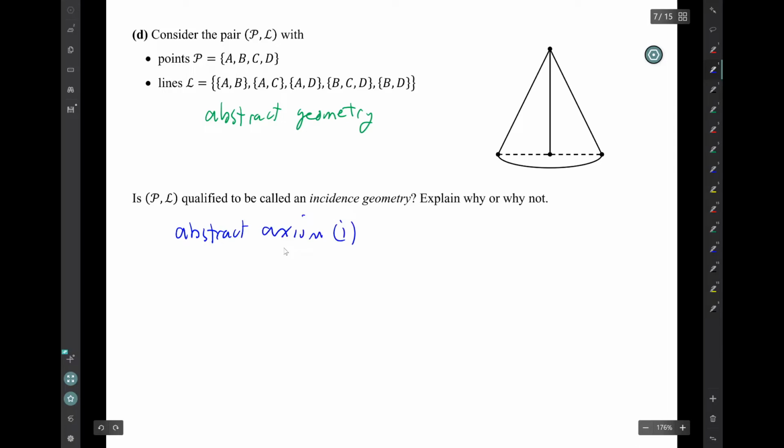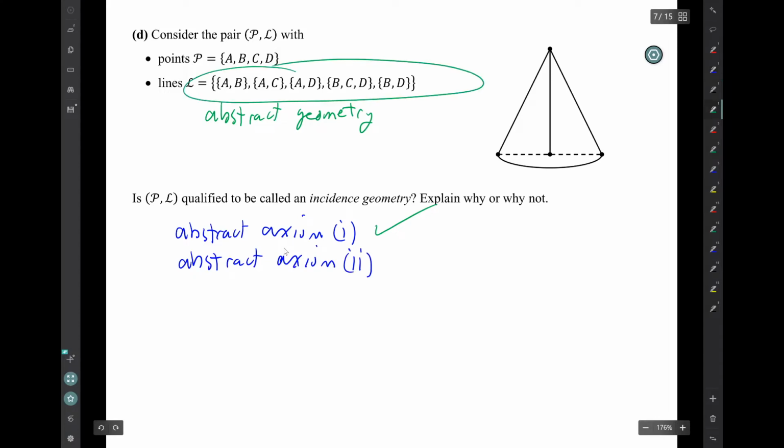Abstract axiom 1 says that for any pair of points, there is at least one line that both points lie on. Now look, the pair BD, for instance, lie together on this line. They also lie together on this line. That's okay. There has to be at least one line they both lie on. So we passed abstract axiom 1. What about abstract axiom 2? That says that each line has to contain at least 2 points. Well, every line does contain at least 2 points. One line contains 3 points. That's okay. Now what about incidence axiom 1?